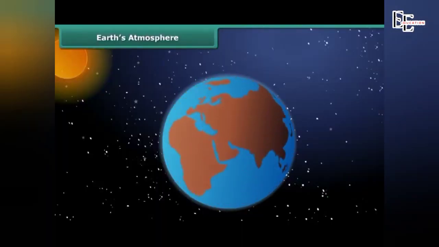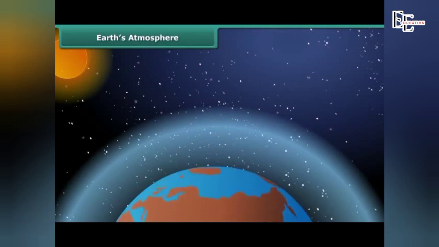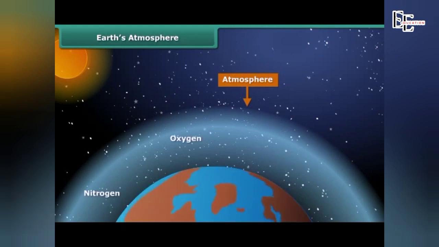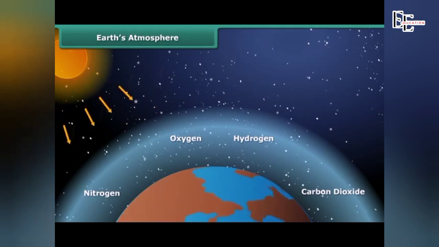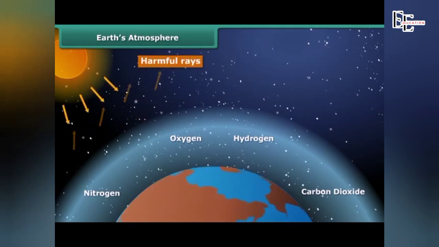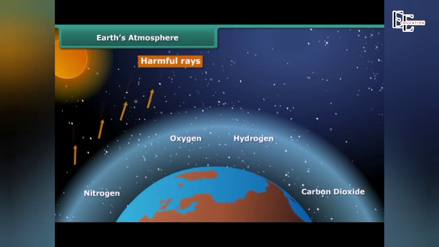Our Earth is surrounded with a blanket of several gases called atmosphere. This atmosphere contains mainly nitrogen, oxygen, hydrogen, and carbon dioxide along with some other gases. The atmosphere protects us from some harmful rays that can come from the sun. Atmosphere plays a very important role in regulating the temperature of Earth in order to sustain life on it.